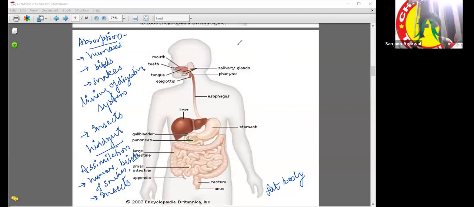And the last main heading, digestion: removal of unwanted substances out of the body, or elimination of undigested food. First point, in humans, waste is eliminated through the rectum and anus.